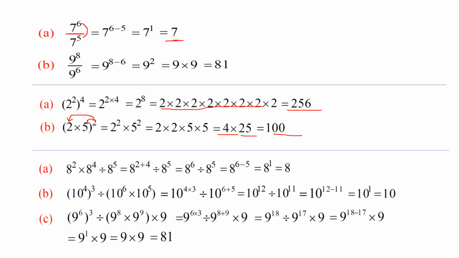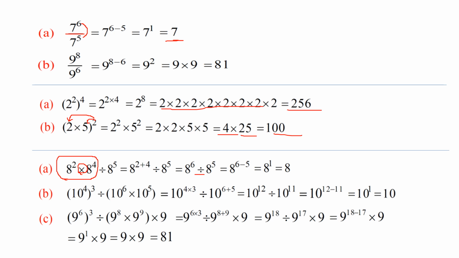And for this question, we have 8 power 2 times 8 power 4 divided by 8 power 5, which is 8 power 2 plus 4 divided by 8 power 5. Because we first simplify the first term, since under multiplication the powers will be added. So 2 plus 4 gives 6. Then for division, minus. 6 minus 5 gives 1.